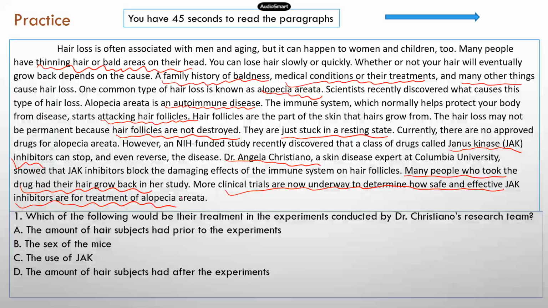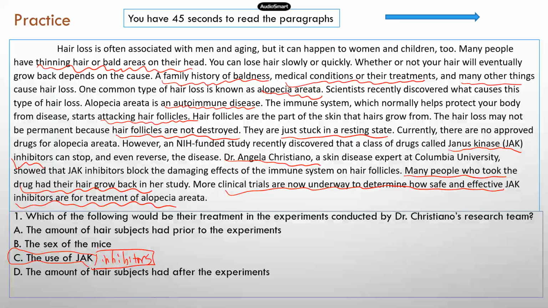particular hair loss condition. So question 1, which of the following would be their treatment in the experiments conducted by Dr. Cristiano's group? Which one is it? The treatment, that's going to be the drug, right? So that's going to be C, the use of JAK inhibitors. Okay, so that's the correct answer.